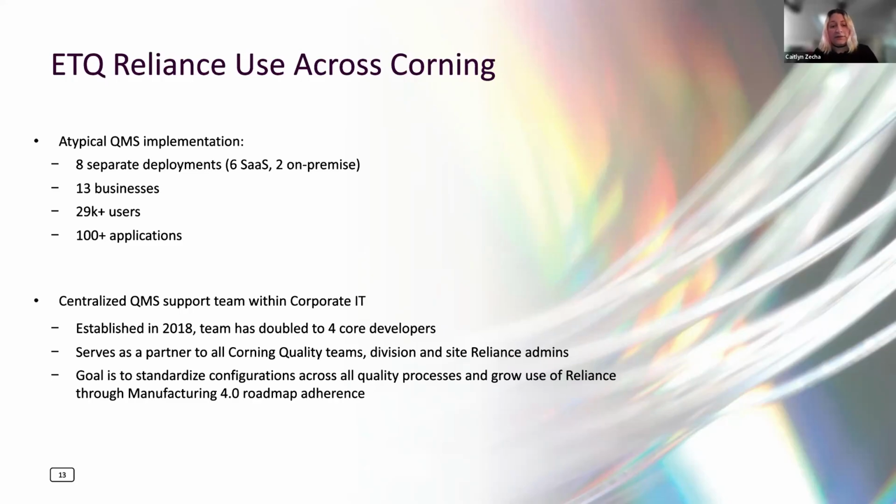And our goal now is to continue to work on standardizing more of our quality processes across all of the businesses. So the challenge, because we have so many deployments, is we don't want people to become too disconnected. We don't want our businesses to become so disjointed that they aren't following some form of similar practice across CAPA, change management, et cetera. We want them to follow a similar standard, a baseline, and continue to grow and move forward in Reliance, and also adhere to some principles of manufacturing 4.0.